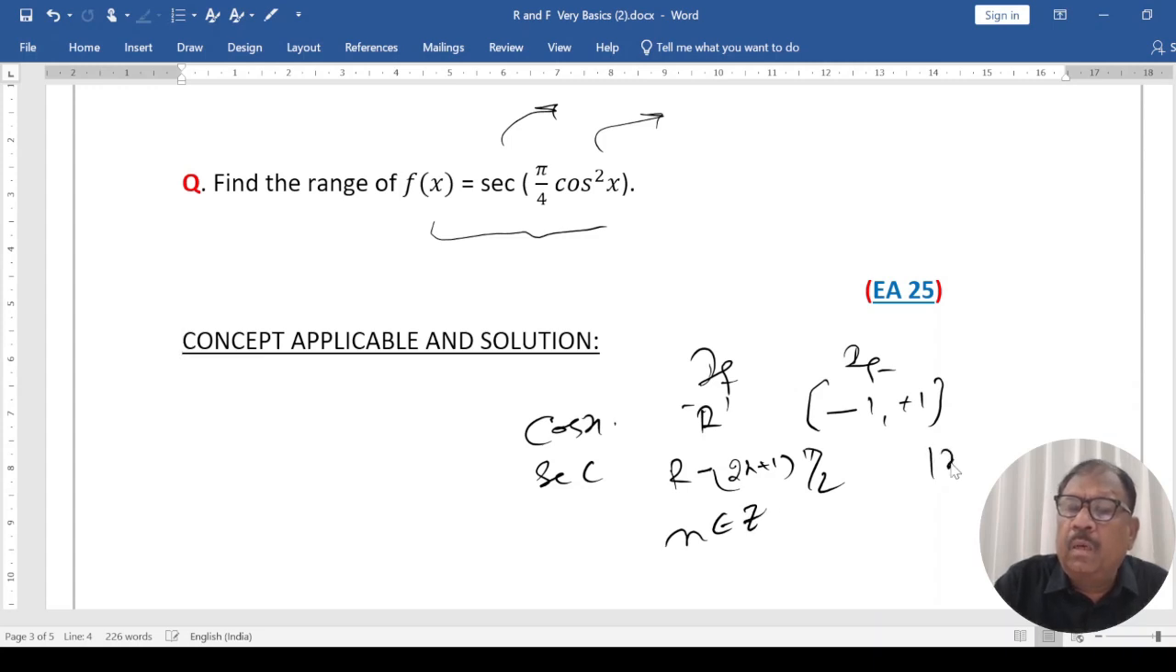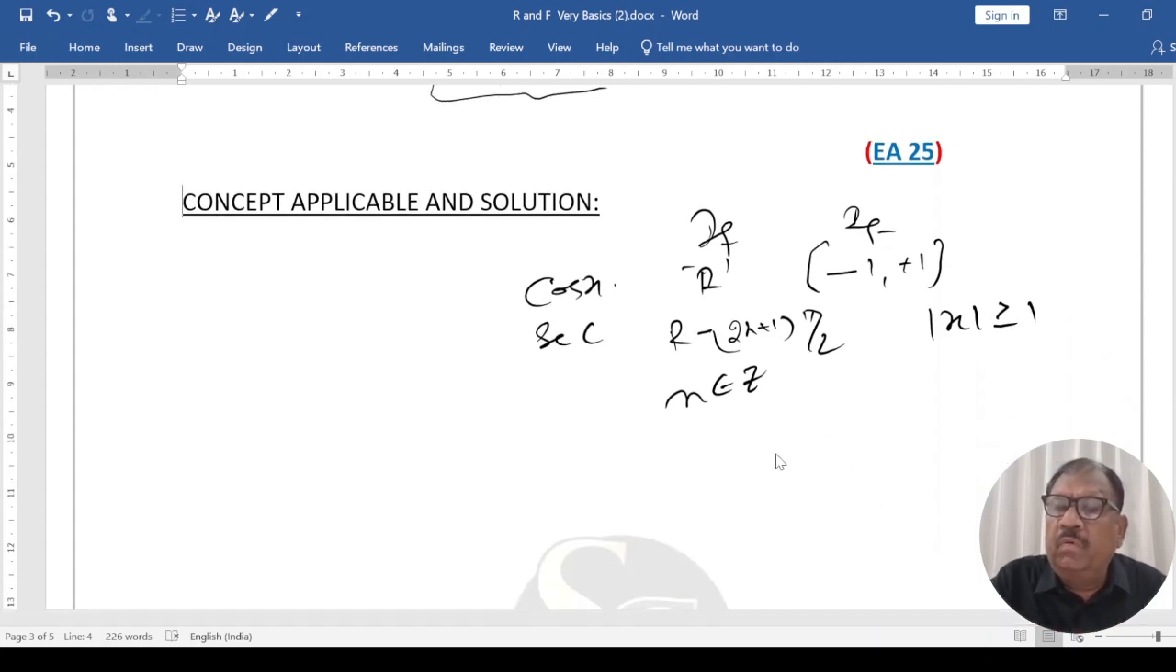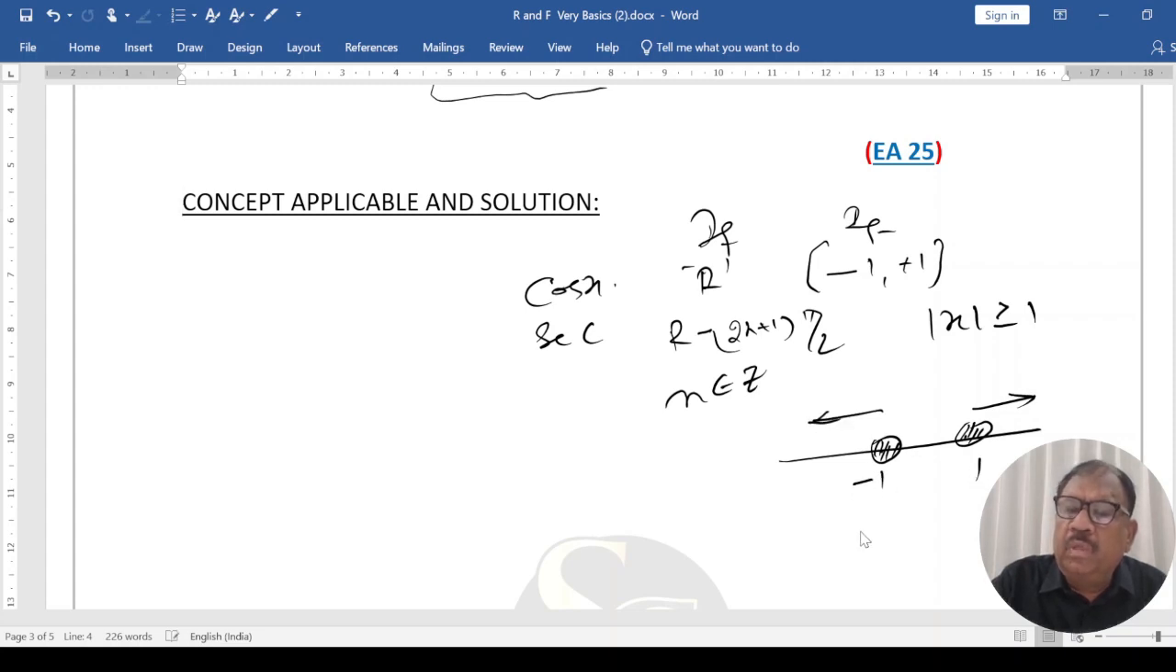Range means the answer of sec never lies between minus 1 and 1. This is minus 1, 1. The range can be written as minus infinity to minus 1 union 1 to infinity. That is the range of this.